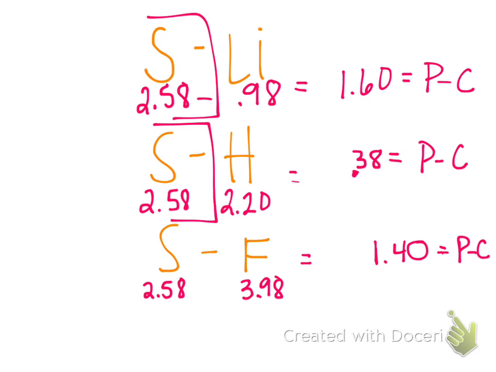I want to look at one other example here. What if we had a bond between sulfur and sulfur? Yeah, non-polar covalent. We don't even have to do the math. If it's between the same element, we know that it's going to share equally. Each of them wants the electrons the same amount as the other. So if it's between two of the same element, we know it's automatically a non-polar bond.